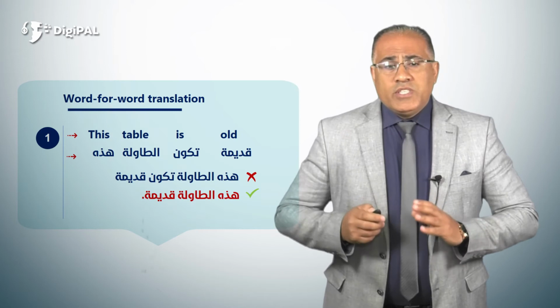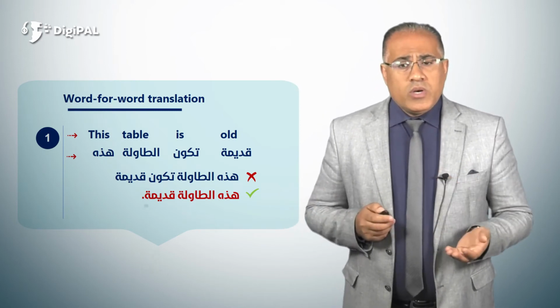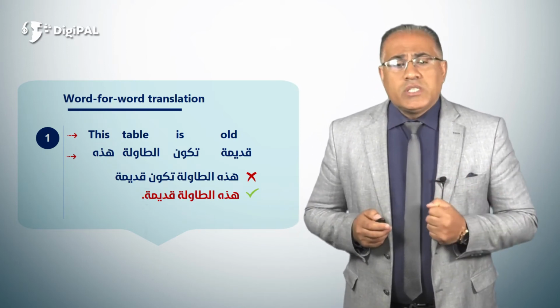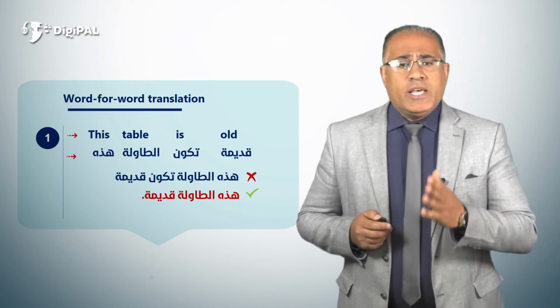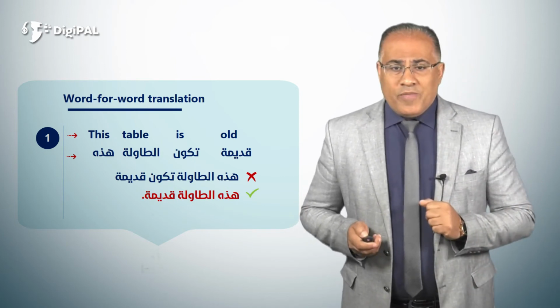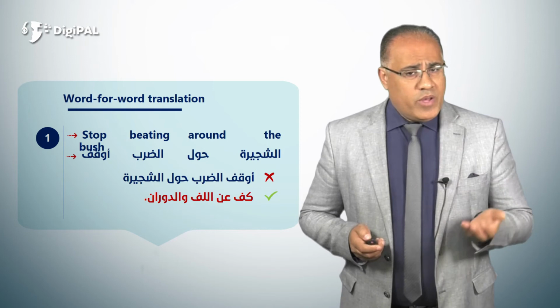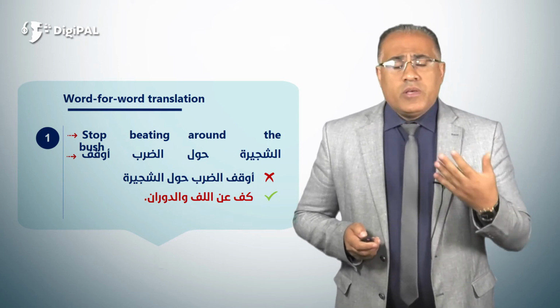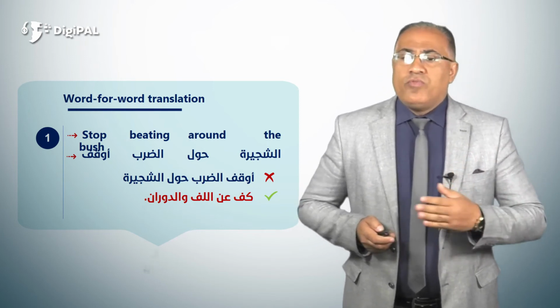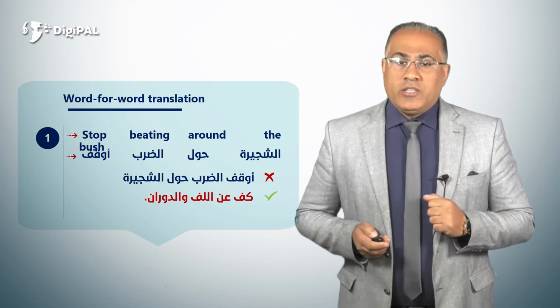Okay? So instead of saying هذه الطاولة تكون قديمة, the correct and appropriate translation is هذه الطاولة قديمة. Instead of saying أوقفوا الضرب حول الشجيرة, the proper translation is كف عن اللف والدوران.